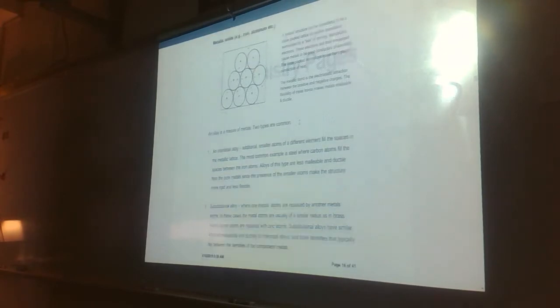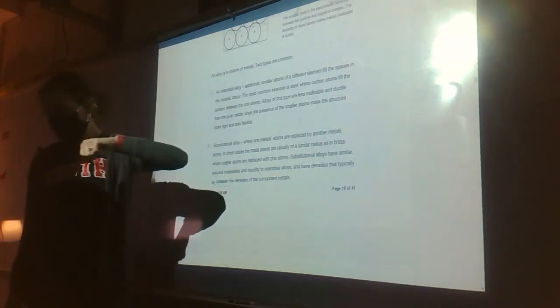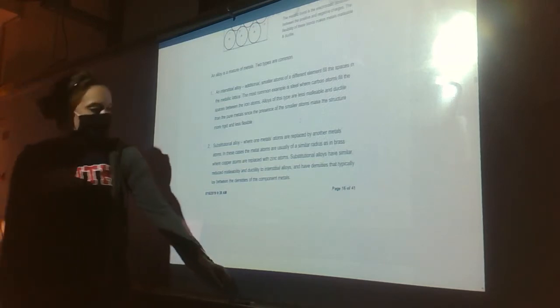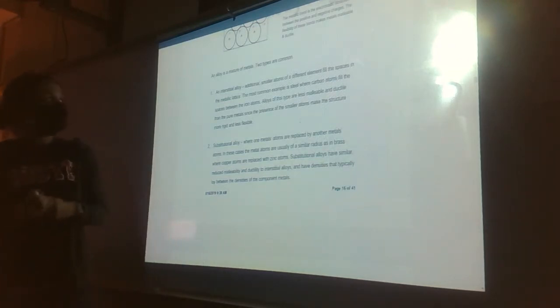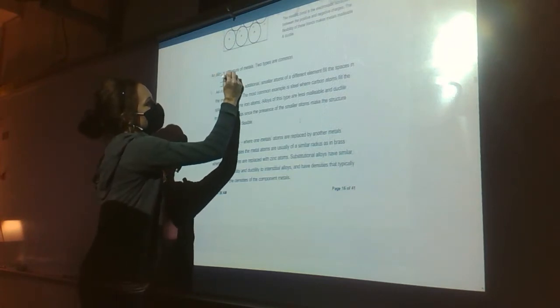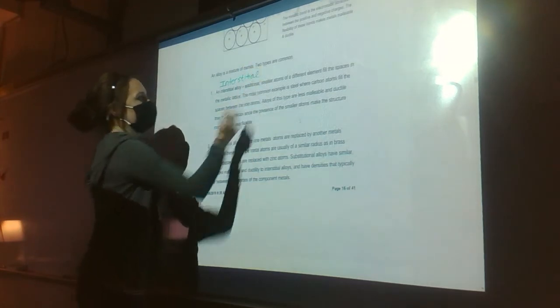Okay, the last thing I want to talk about today are alloys. So an alloy is a mixture of metals. There are two types of alloys. The first one is called interstitial. In case you can't see it, it's interstitial alloys.